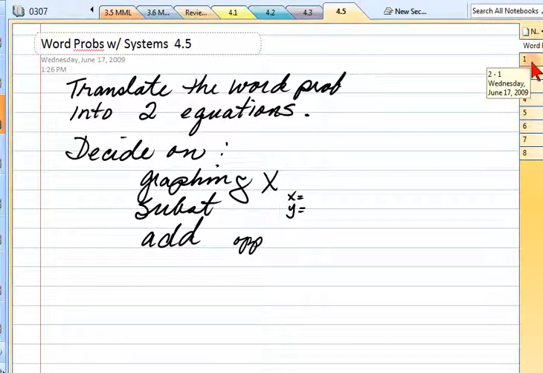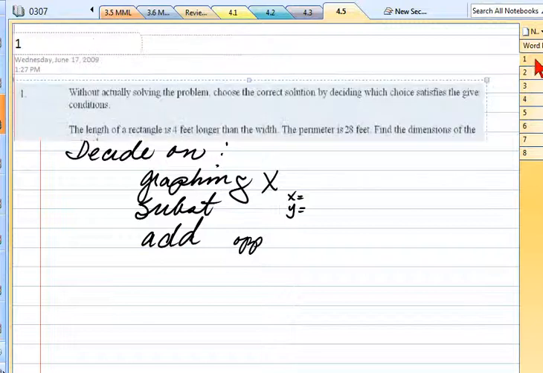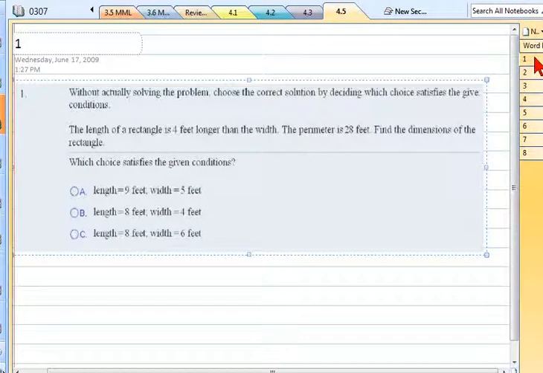Problem number 1 may be a little challenging for you to actually read, but that's why I sent you an email and asked you to print those. Okay, number 1, and I'm going to read it out loud, it says, without actually solving the problem, choose the correct solution by deciding which choice satisfies the given conditions.